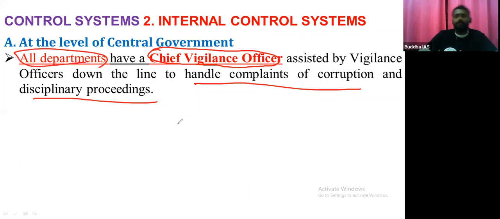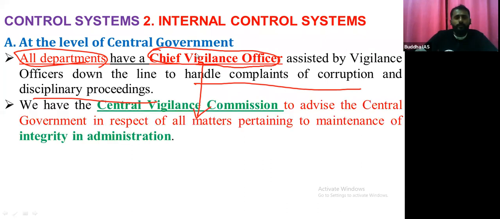As you are aware, Secretariat consists of sum total of all ministries and departments. In each department, say for example, Department of Social Welfare, there will be one officer known as Chief Vigilance Officer. He will be the person who will be looking into the things with respect to the complaints of corruption and also the disciplinary proceedings. So Chief Vigilance Officer in all departments, important to be noted.